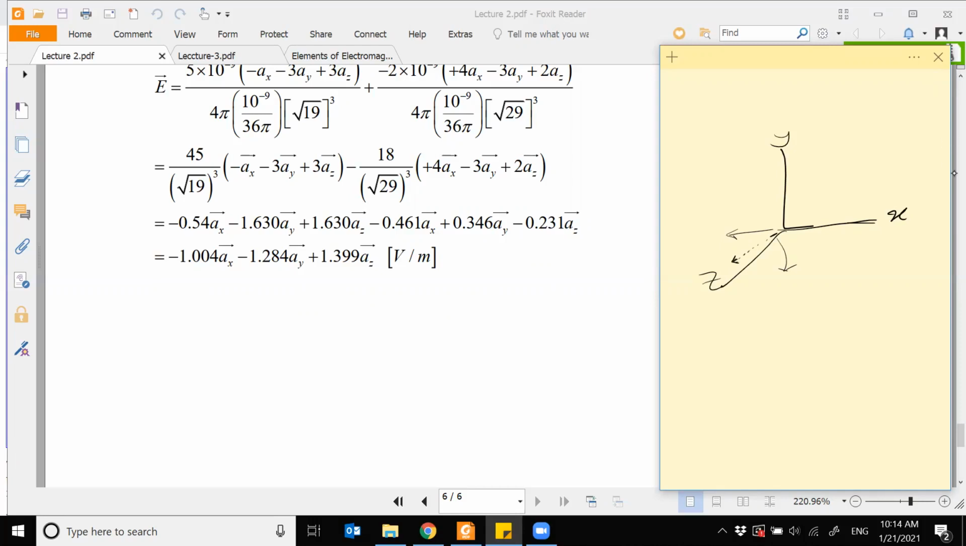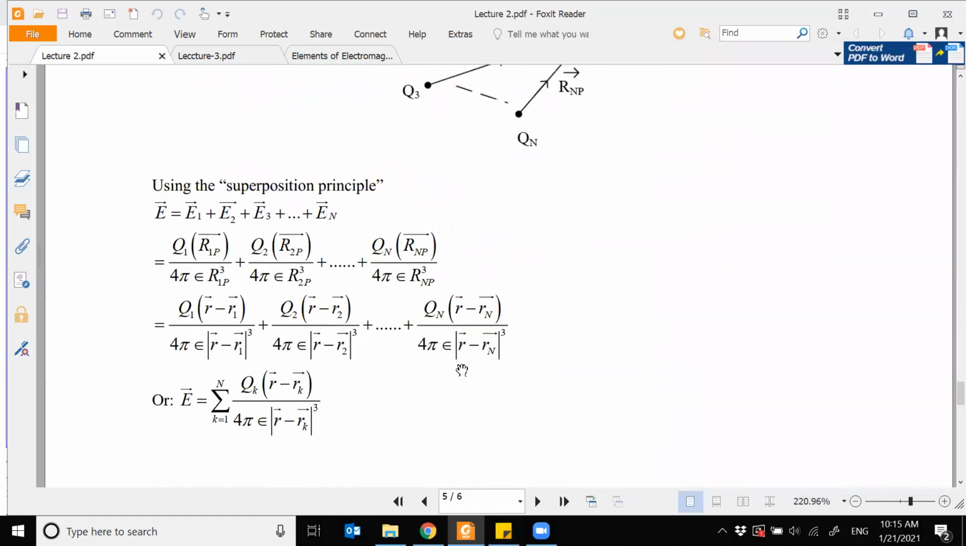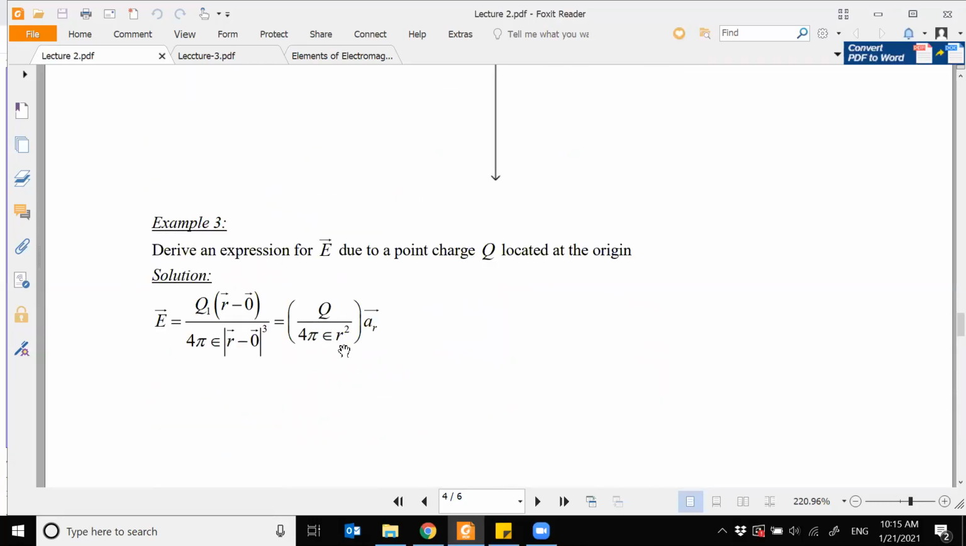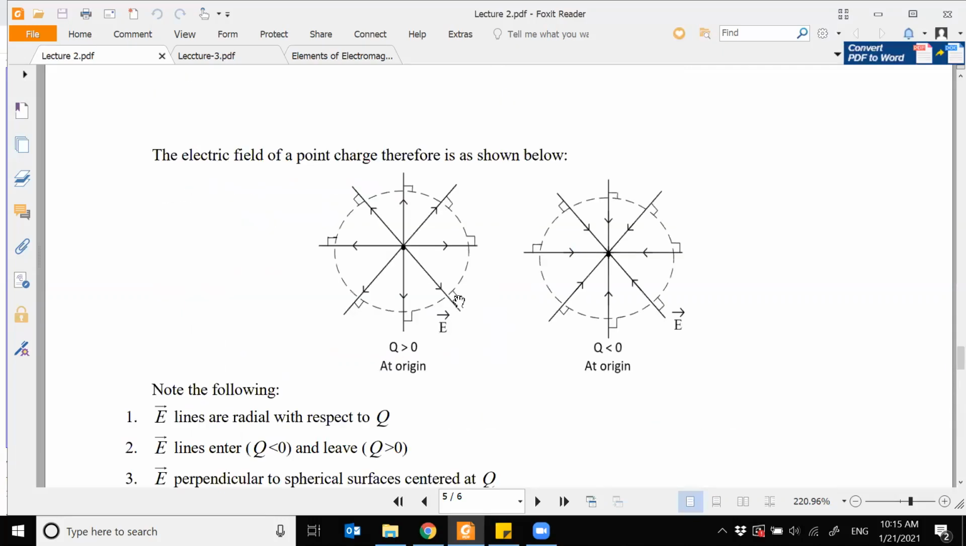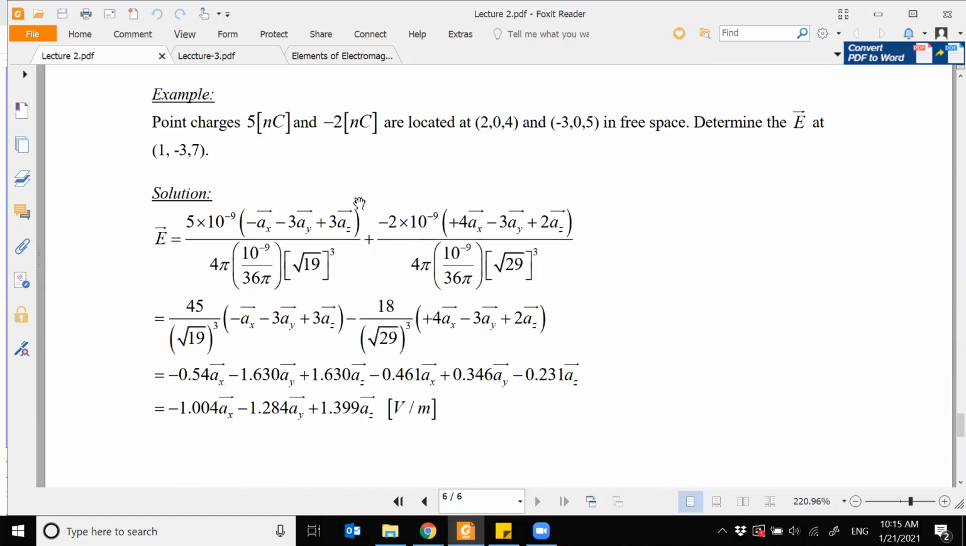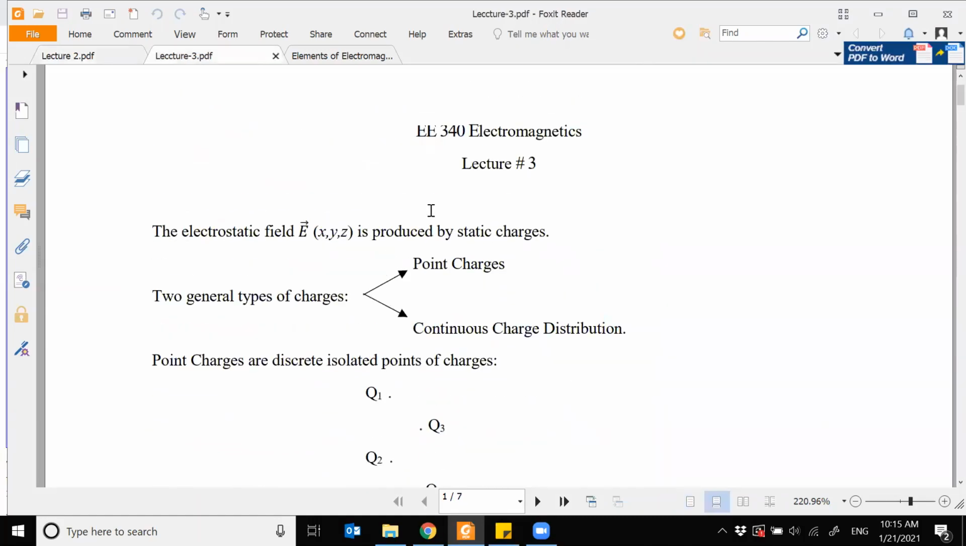It will be difficult for us to find the resultant direction because we know that the electric field is a function of the distance. See here, it's a function of the magnitude. It's a function of the distance. Distance of what? Distance between the charge and the point, and also whether the charge is positive or negative. Okay, so let's go to our next lecture.